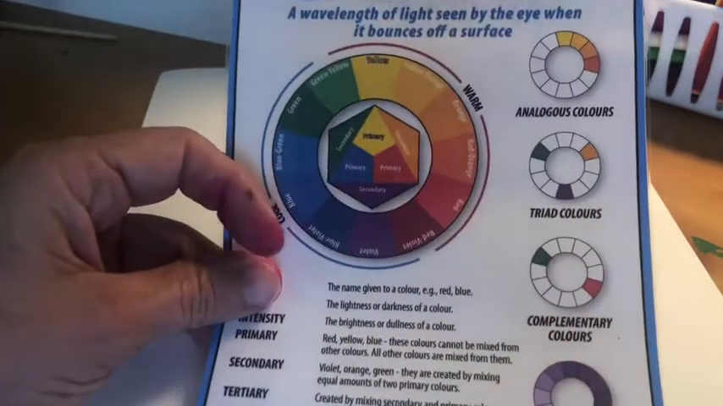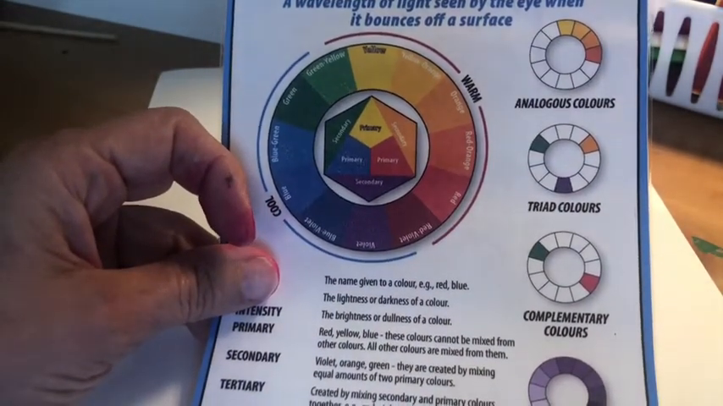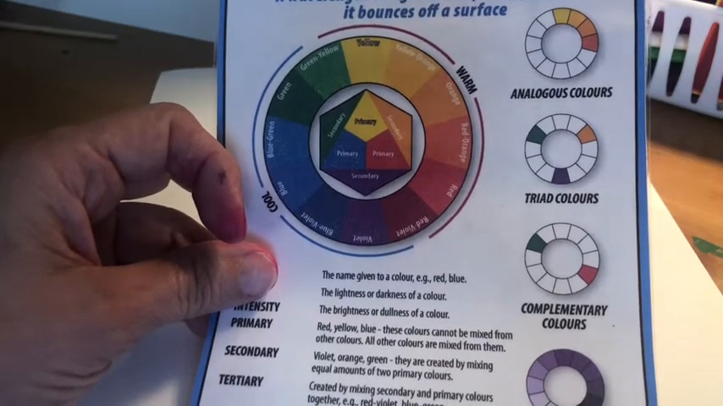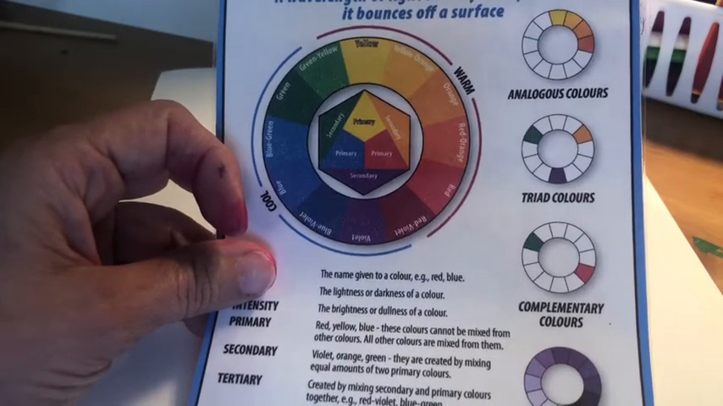We have talked about colors. The primary colors are yellow, red, and blue. We've talked about the secondary colors: orange, violet, and green.